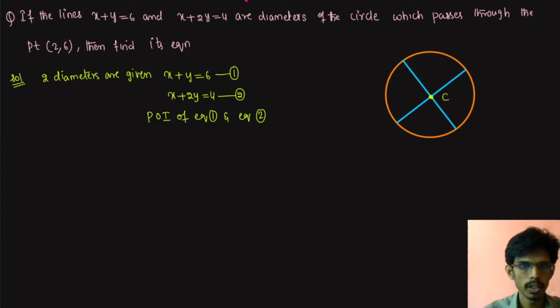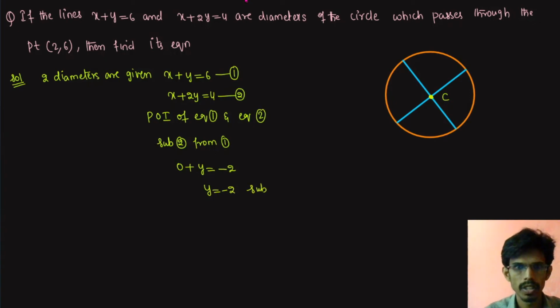I am subtracting 2 minus 1. Subtract 1 from 2. So this will be x minus x will be 0, 2y minus y will be y, 4 minus 6 will be minus 2. So I will get y value as minus 2.